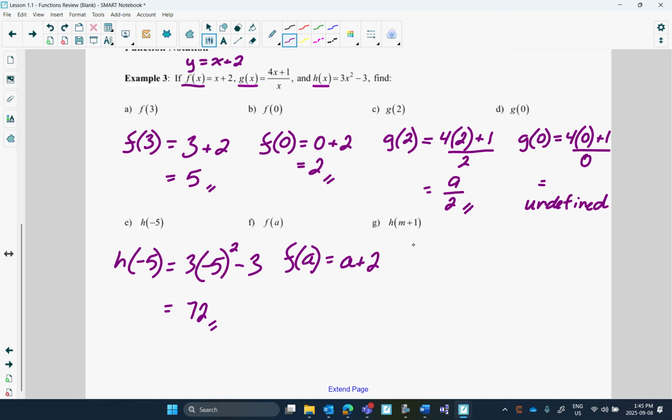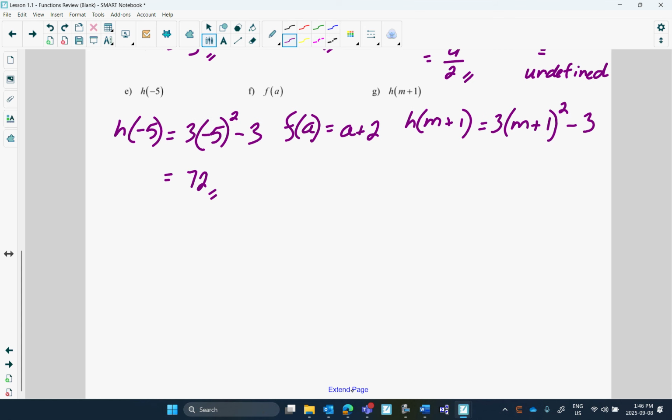Here, well, I take the x and replace it with m plus 1. So it looks like this. This I can do some simplifying to. Actually, a fair bit. Remember, m plus 1 squared means take m plus 1 all together, parentheses and all, and multiply it by itself.